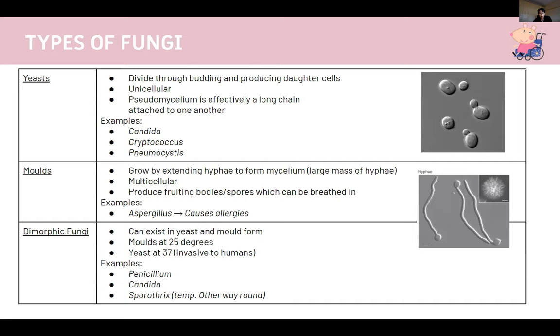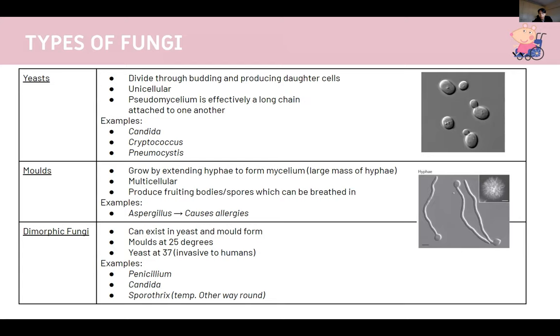So this table is credited to Piers Pingu. It's a fantastic summary of the different types. So for yeasts, they divide through budding and producing daughter cells, and they are unicellular organisms. Yeast can also form pseudomycelia. This is where they sort of look like molds, but they actually are still made up of these small round structures. So examples are Candida, Cryptococcus and Pneumocystis. So these are all fungi which exist as yeast.